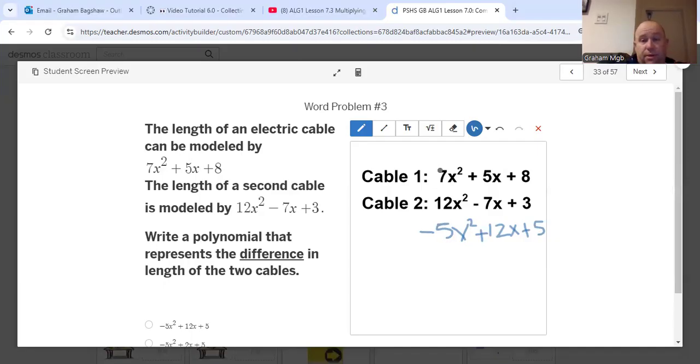Sometimes it's not always clear which way around we should subtract. So normally, I'm just doing the first one, take away the second one, unless it specifies otherwise. Or sometimes you do the biggest, take away the smallest, but that's not always easy to see when they're expressions rather than numbers. It might seem that 12x squared is the bigger of the two, but it might not necessarily be true.